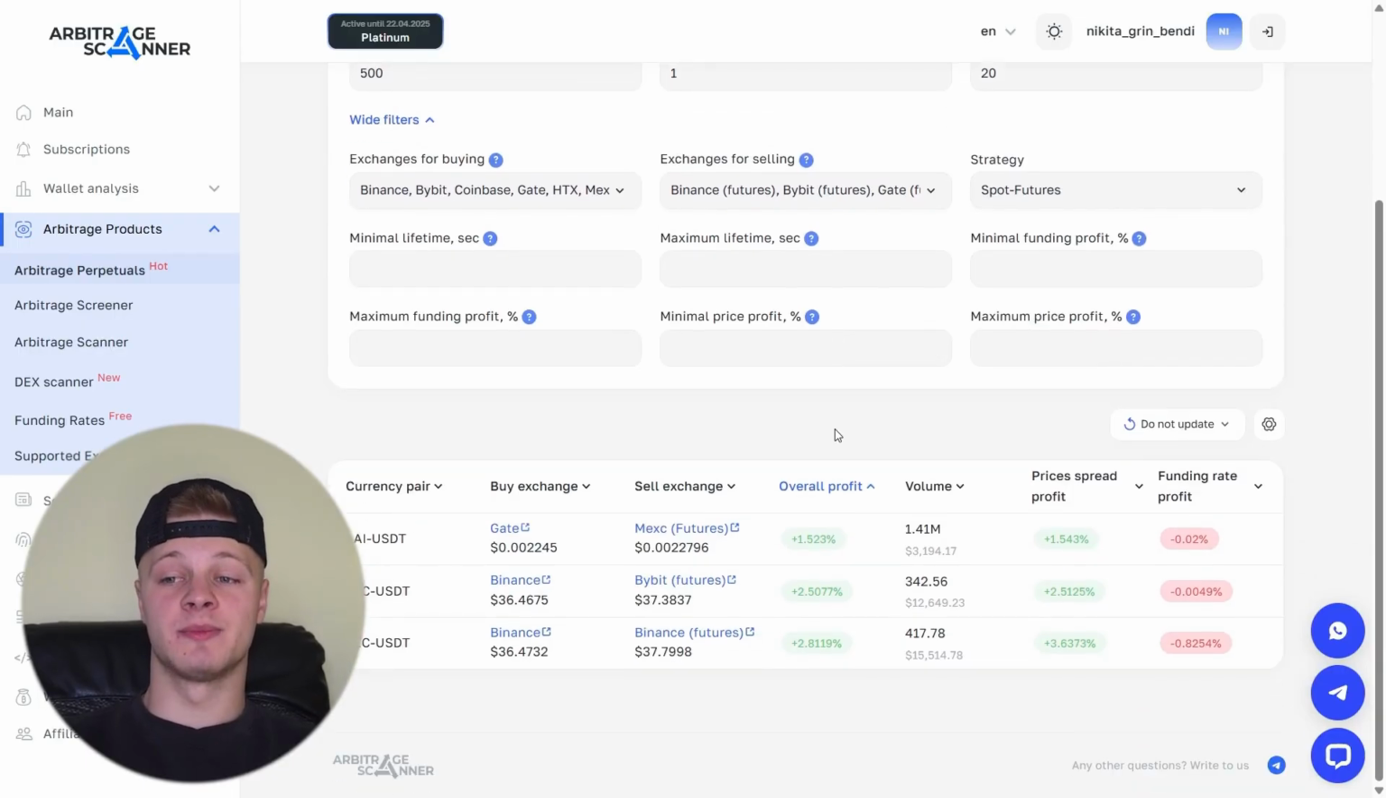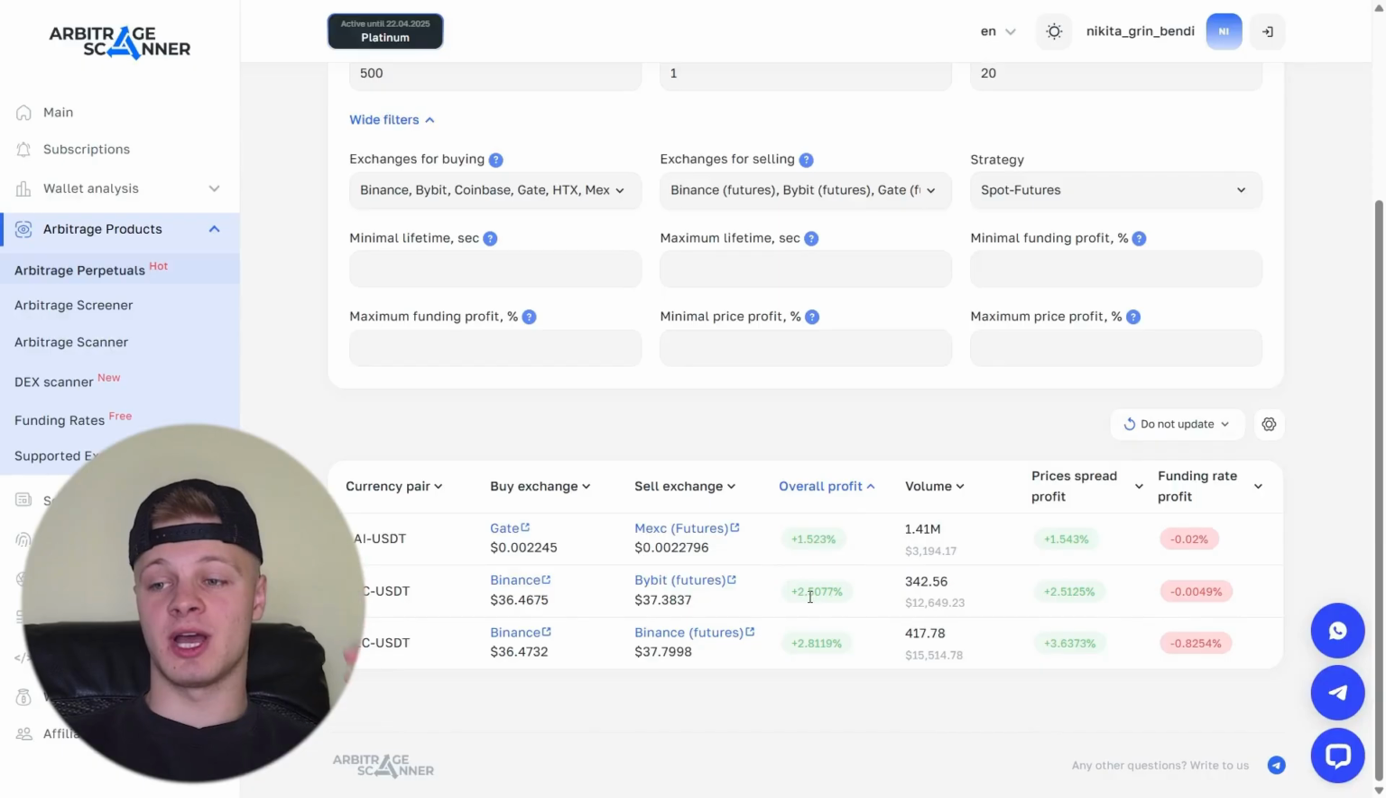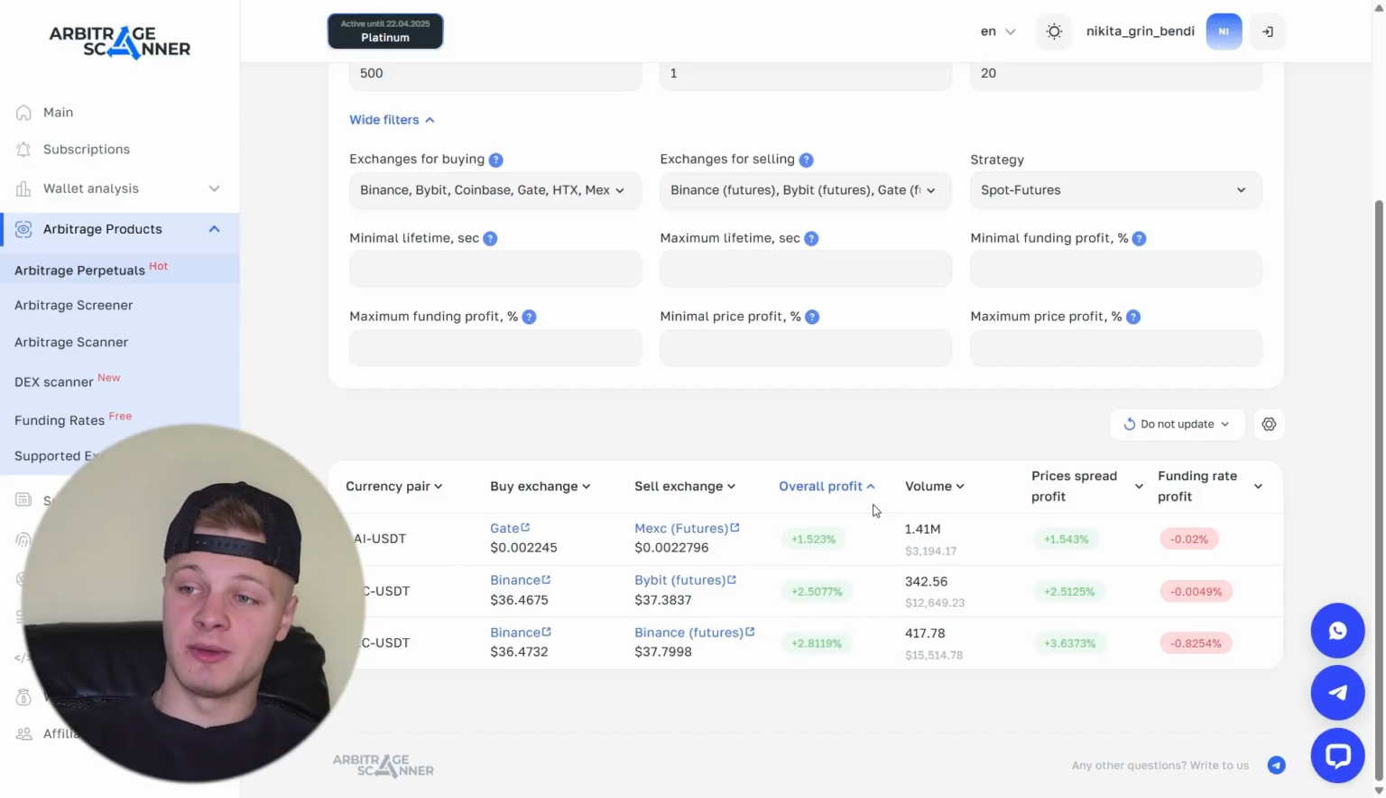And at the bottom, it shows us the trades. It shows us the exchanges where we buy here. Buy exchange is the exchange where we buy, and sell exchange is where we short. All of this is displayed for us, and it also shows the profit you will earn, like 1.5%, 2.5%, 2.8%. All of this is already displayed and calculated for you. You don't need to calculate anything manually because everything is already here. That's why Arbitrage Scanner is a must-have tool for anyone involved in crypto arbitrage.